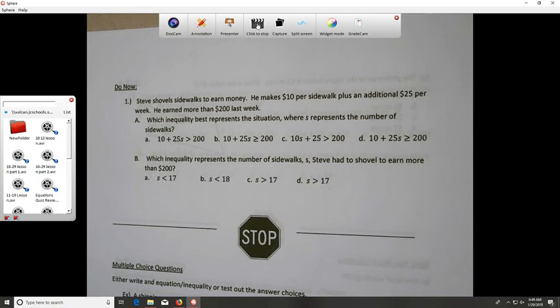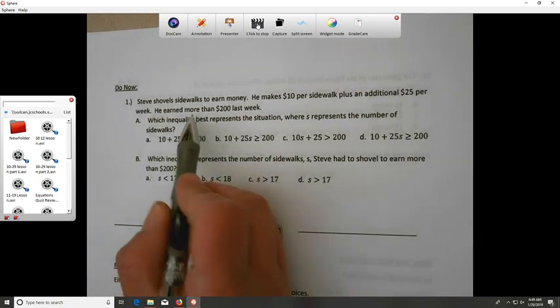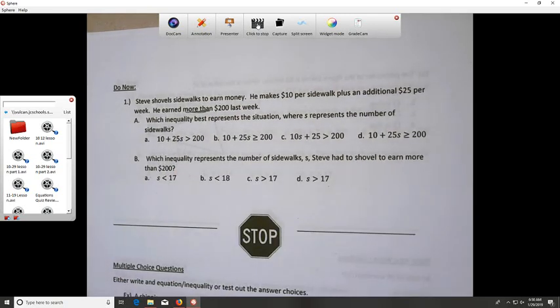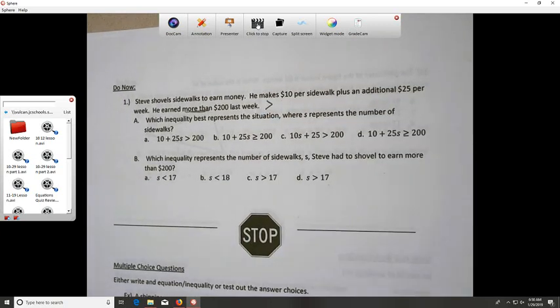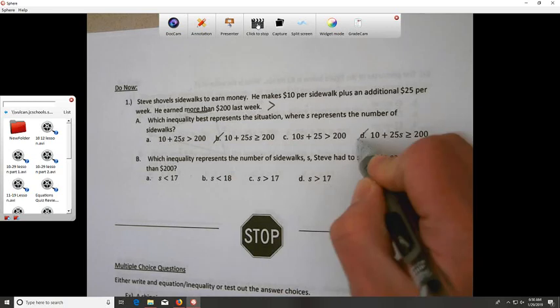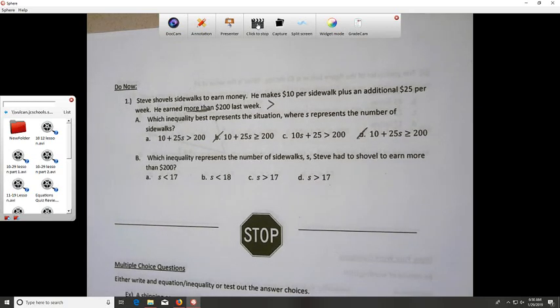So hopefully the first thing you did was eliminate some of the answer choices, because it says he earned more than $200, which means greater than 200. So we can rule out B and D because those ones say greater than or equal to.